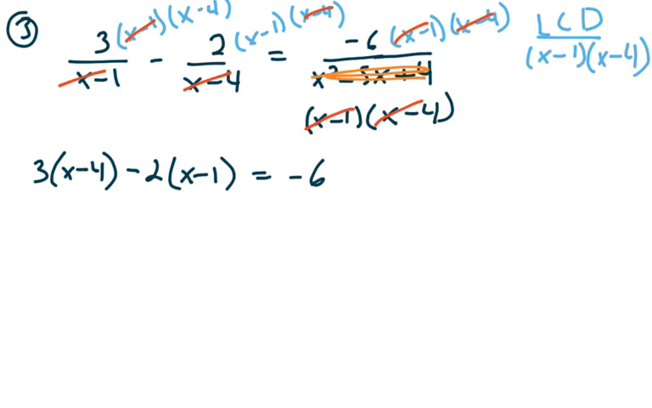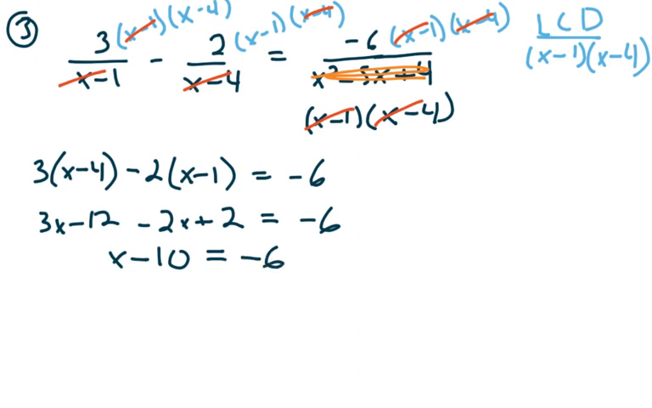And now it's just a normal equation where we can solve. So we'll distribute the 3 to get 3x minus 12. And distribute the negative 2 to get negative 2x plus 2 equals negative 6. So make sure you distribute the negative on there, not just the 2. So we combine like terms, which will give us x minus 10 equals negative 6.